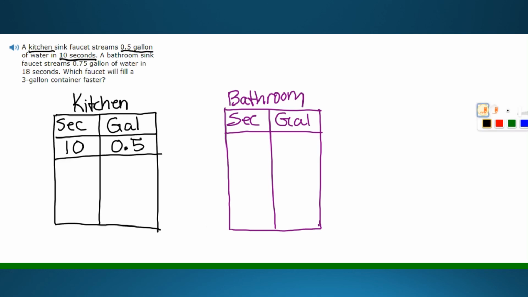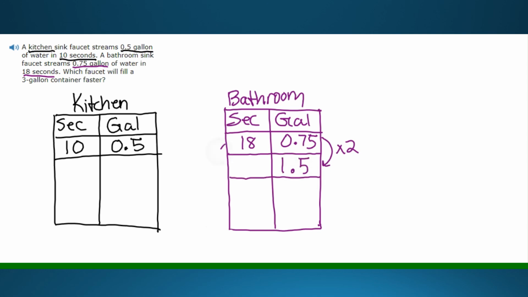Now for the bathroom, what we know, it says 7/500ths gallon of water in 18 seconds. So for seconds, it'll be 18, and gallon, it'll be 7/500ths. Well, you can go ahead and start figuring out numbers now. So let's just multiply this by 2. Well, we know 7/500 times 2 is 1 5/10. Now we need to maintain equivalency and do the same thing to the other side. Well, 18 times 2 is 36.